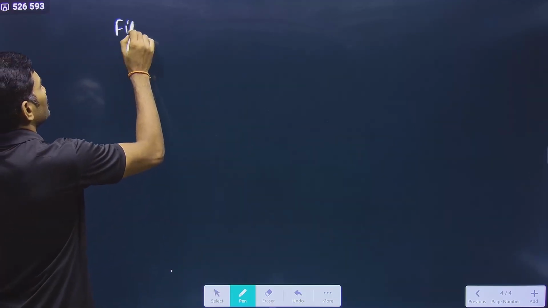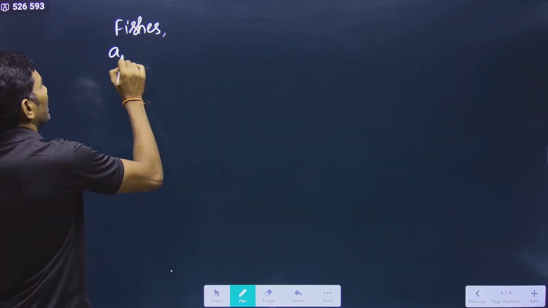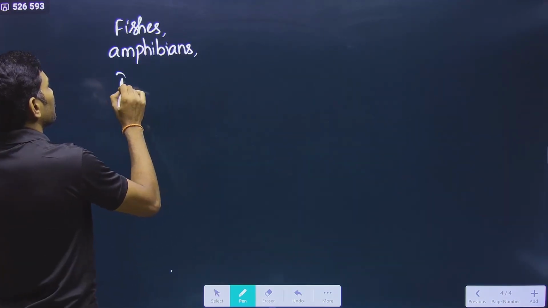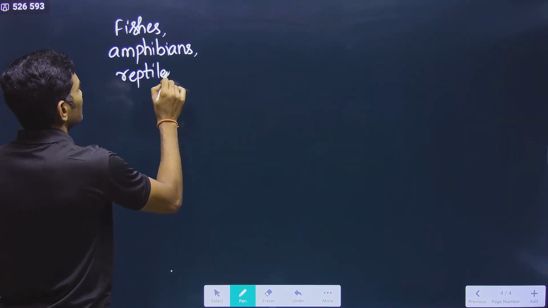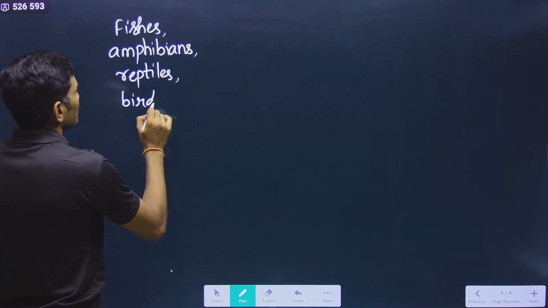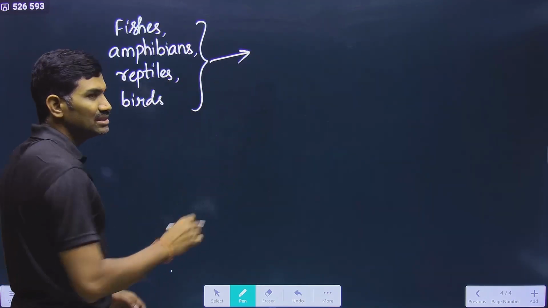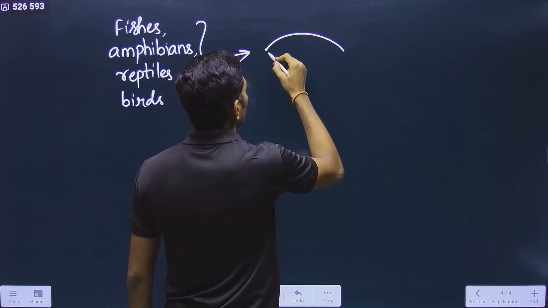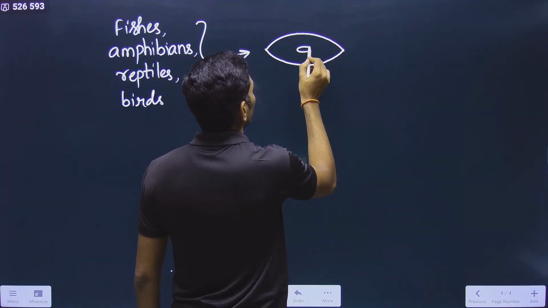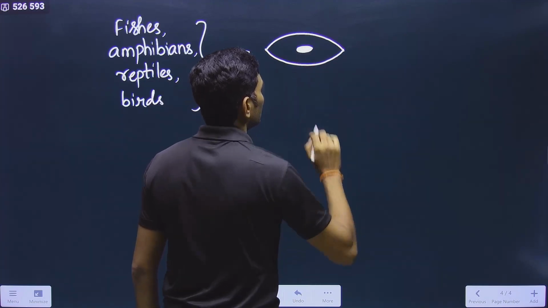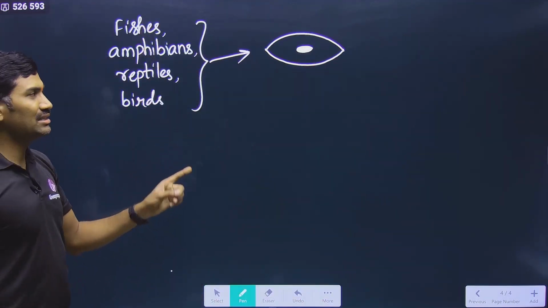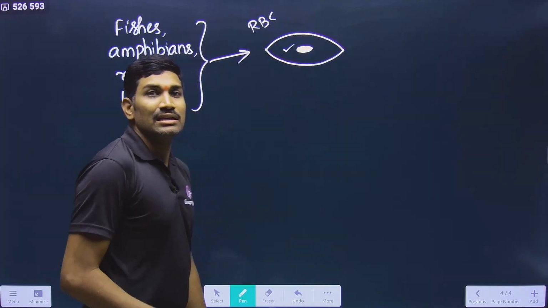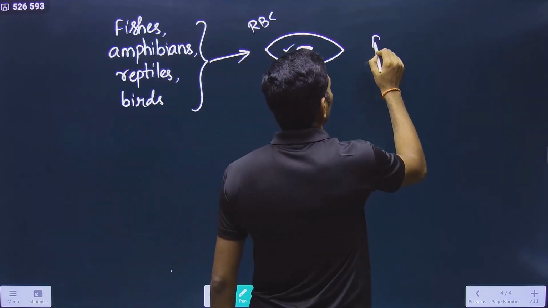In the case of fishes, amphibians, reptiles, and even the birds, in all these cases, in general, in the case of RBC, the nucleus is present. Please observe carefully. In these organisms, RBC has a nucleus. Since the nucleus is present, it will be biconvex.